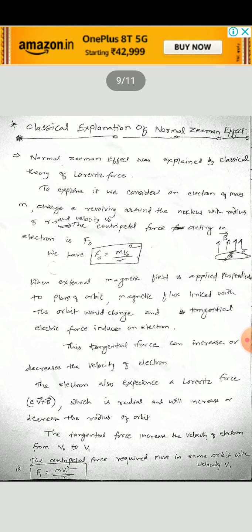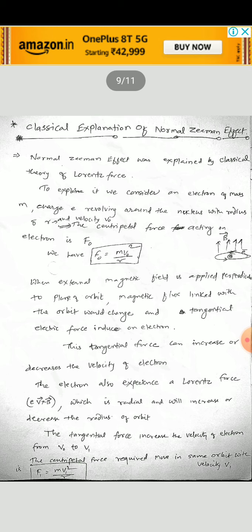When a magnetic field is applied perpendicular to the plane of orbit, as shown in the figure, the magnetic flux linked with that orbit changes. This induces a tangential electric force on the electron, and this tangential force can increase or decrease the velocity of the electron, while keeping the radius of the orbit constant.